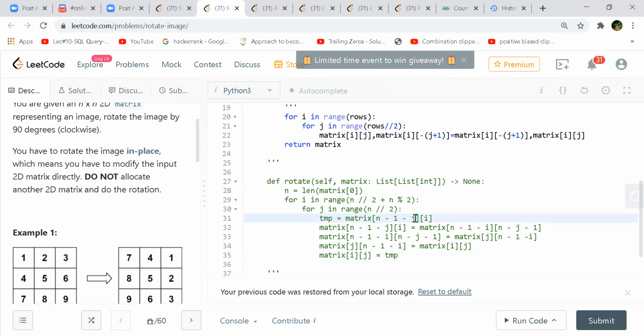Why are we subtracting j in that? Actually, it will be 1. Let's print. I think temp should be 7, because initially i and j can take anything, but just 7. Temp is matrix of n minus 1. See, you are doing this ij in line number 35, right? So your ij is initially 0, 0. So you are putting this temp in your 0, 0 index. The temp would be 7.